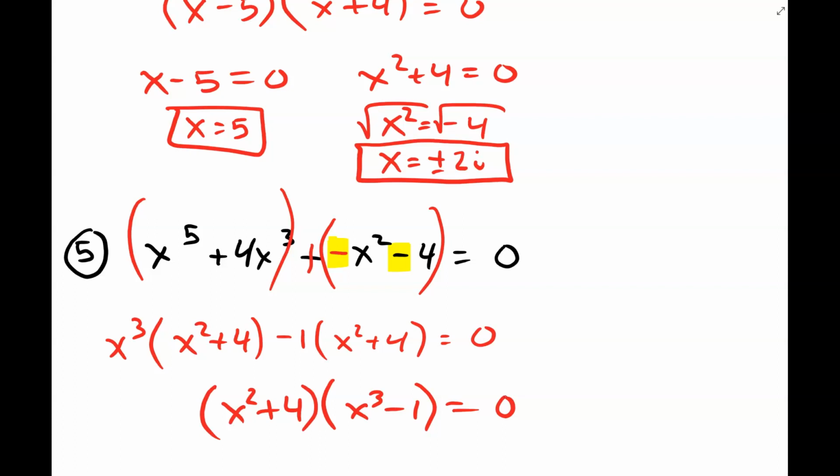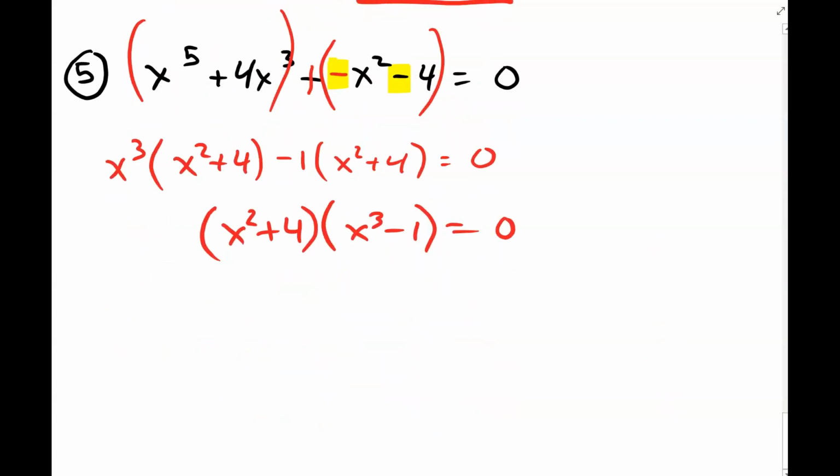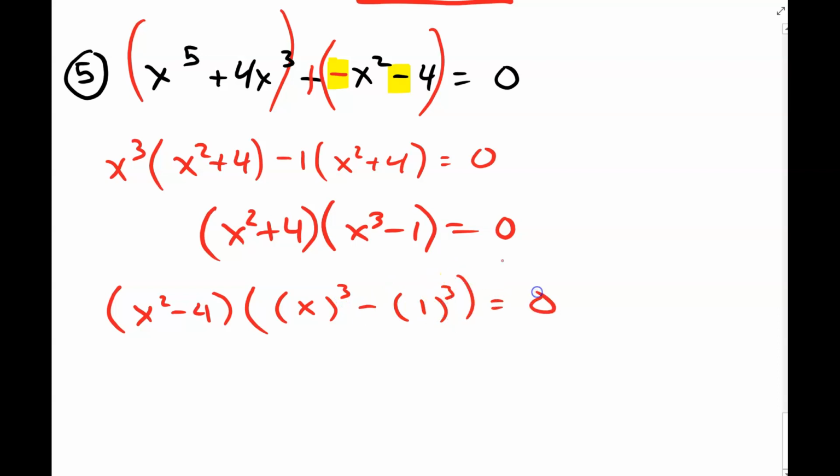Can I factor the x squared plus 4 anymore? No. But the x cubed minus 1 is a difference of 2 cubes. Hopefully it's relatively easy to see that I can just write that as x cubed minus 1 cubed, right? So this is like my A, and this is like my B. So how do I write the factored form then for that?